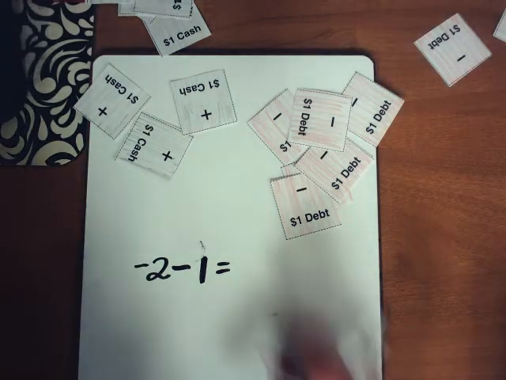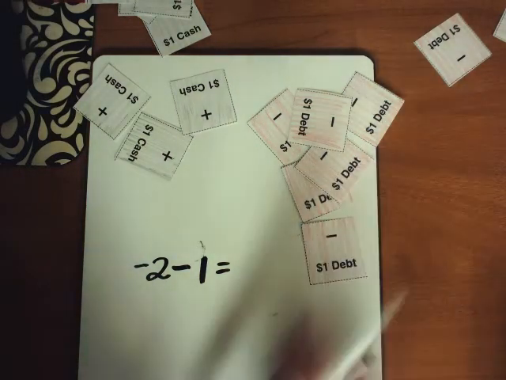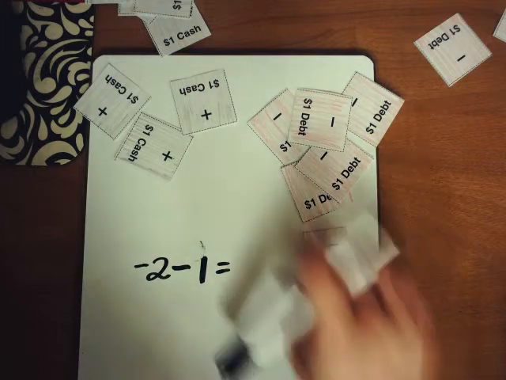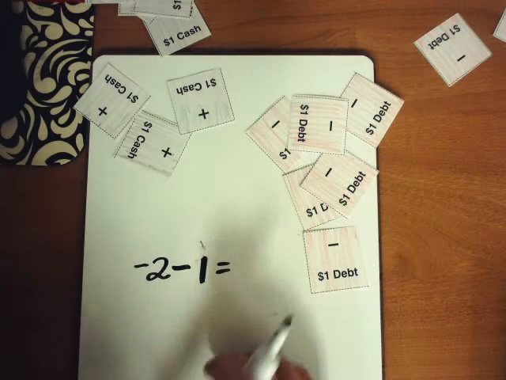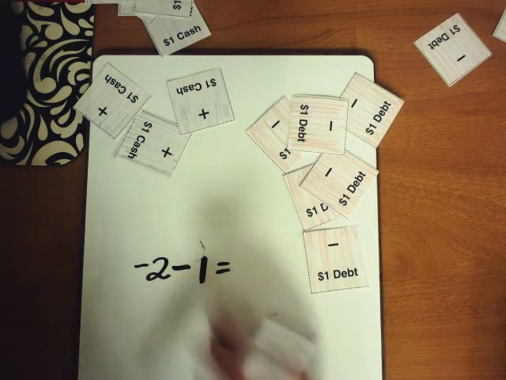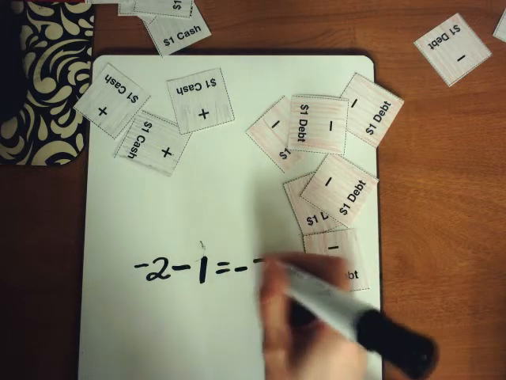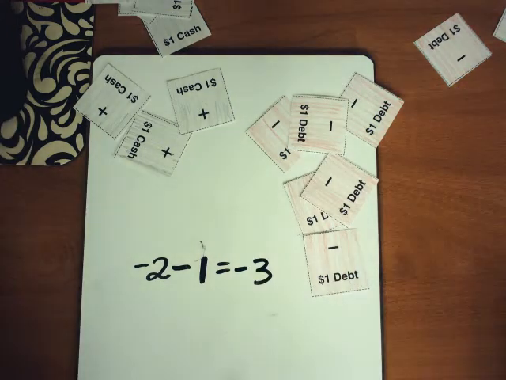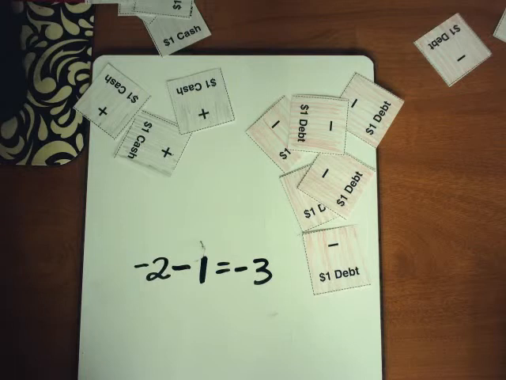So now I've got 1, 2, 3, 4, 5, 6 debits and only 3 cash. So negative 2 minus 1 is 1, 2, 3, negative 3 right here. Well, it's really hard to think about without those manipulatives there in front of you.